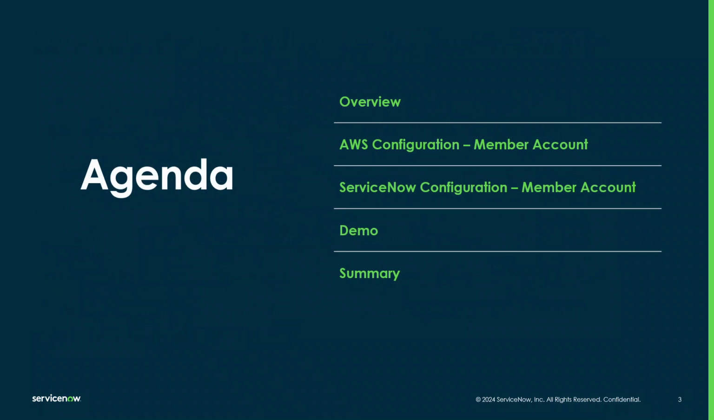The agenda for today: we'll start with a brief overview, again reviewing the three main steps for authenticating to all of the member accounts within an AWS organization. Then we'll talk about the AWS configuration for the member account, and then we'll discuss the ServiceNow configuration for the member account. Then we'll do a demo in our live environment, and then we'll wrap things up with a summary at the end.